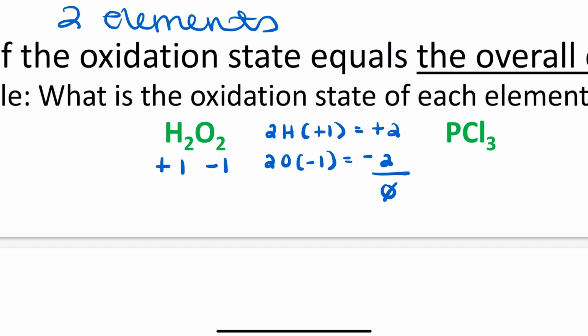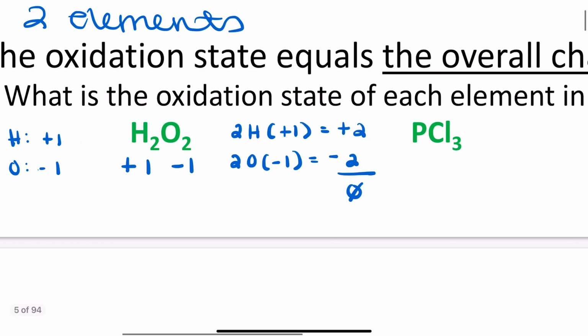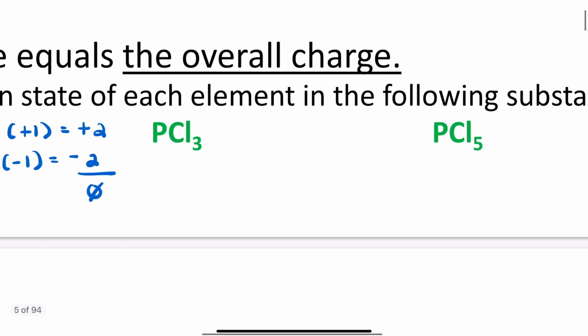Each hydrogen, though, will be +1. Each oxygen in peroxide will be a -1 charge. What about PCl3?